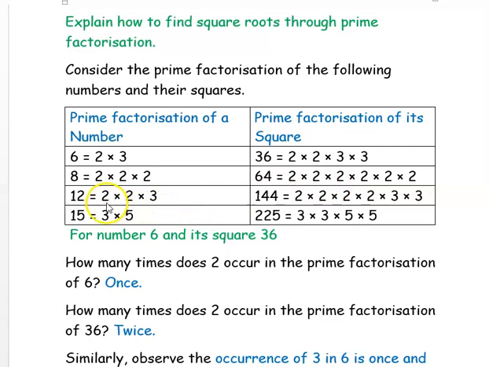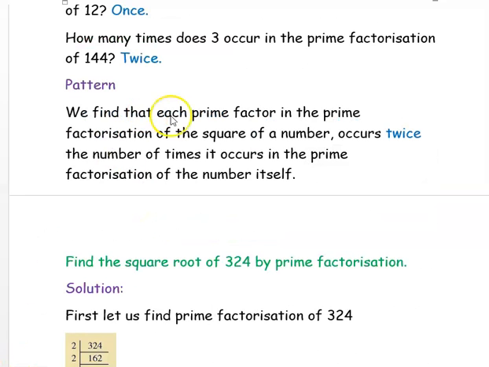For the prime factorization of 12, you have two 2's and one 3. But if you take 144, you will have four 2's and two 3's. Similarly, for 15, you have one 3 and one 5. For 225, you will have two 3's and two 5's. With this pattern, what we have observed is that each prime factor in the prime factorization of the square of a number occurs twice the number of times it occurs in the prime factorization of the number itself.